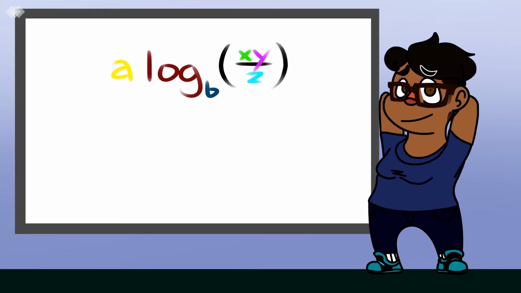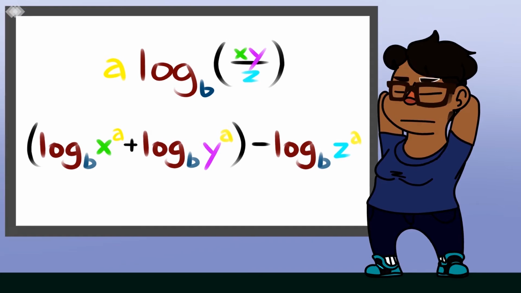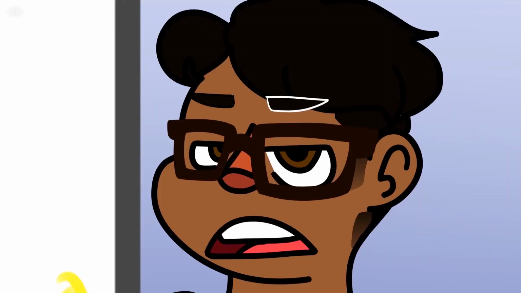These can be in combination with each other, like this. And in this case, you should just do this. Apply a to all parts of the ratio, then expand the quantity: log base b of x to the power of a plus log base b of y to the power of a minus log base b of z to the power of a. And this is just one combination you can work with. Again, this works the other way around.